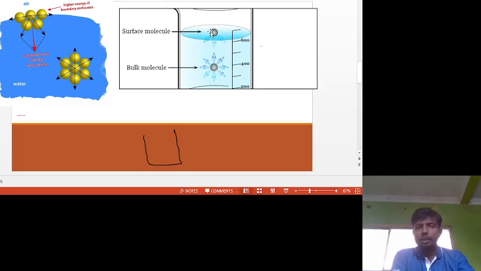We can see there are three types of molecules: a surface molecule, a bulk molecule present in the middle, and a corner molecule present at the corner. The surface molecule is at the interface between solids and liquids. The bulk molecule has upward force and downward force, same in all directions, so it has equal and opposite force in all directions. That's why it turns neutral.